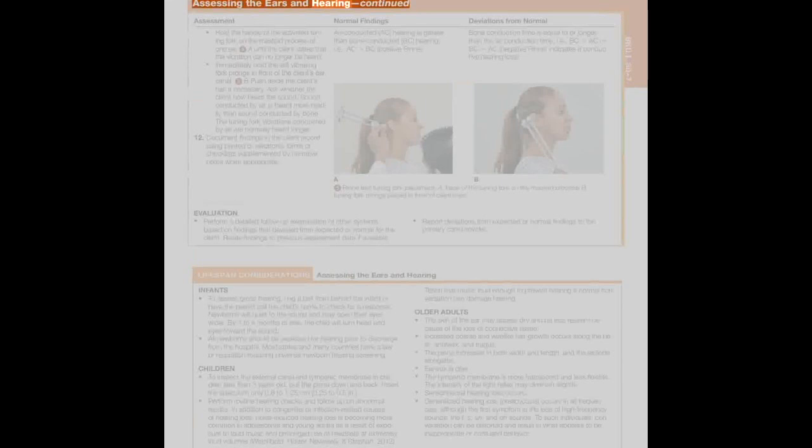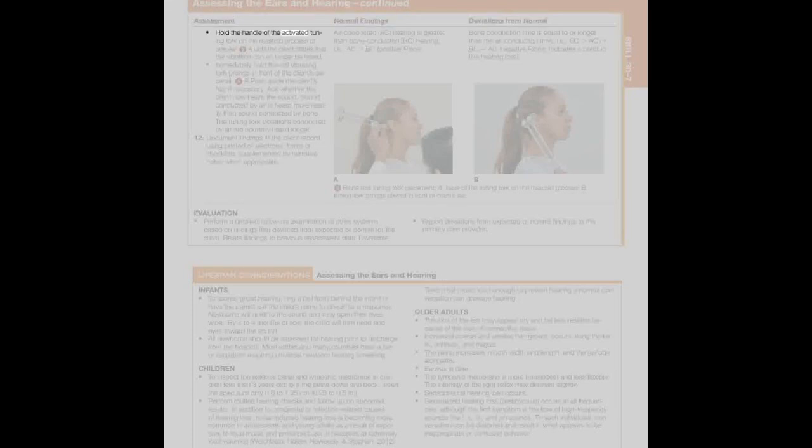Assessing the ears and hearing, continued. Skill 30-7. 12. Document findings in the client record using printed or electronic forms, or checklists supplemented by narrative notes when appropriate. Rinne test tuning fork placement. A. Base of the tuning fork on the mastoid process. B. Tuning fork prongs placed in front of client's ear. Assessment normal findings, deviations from normal.